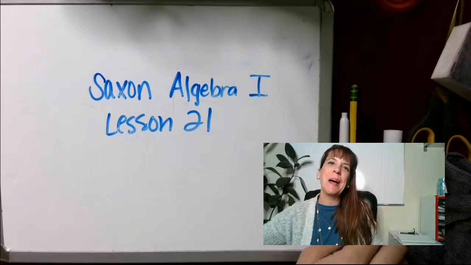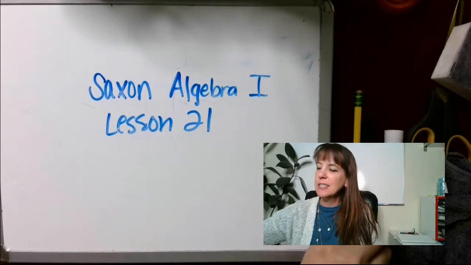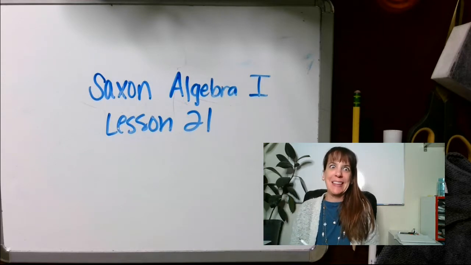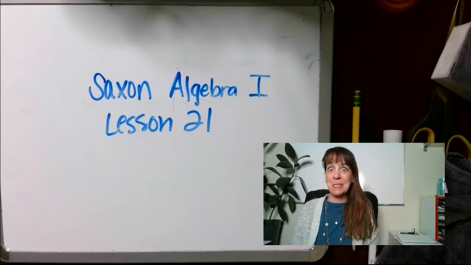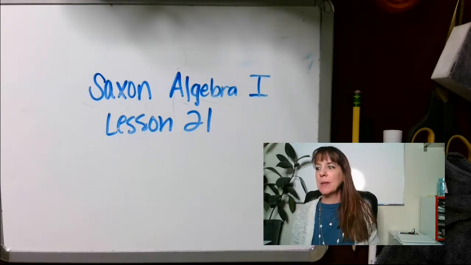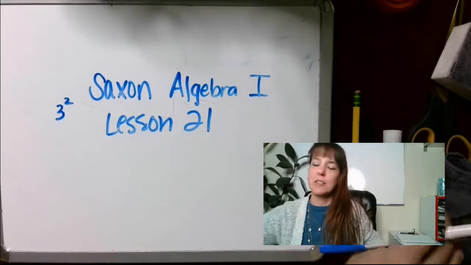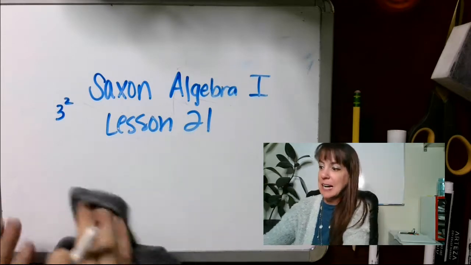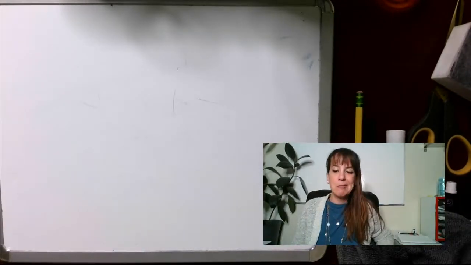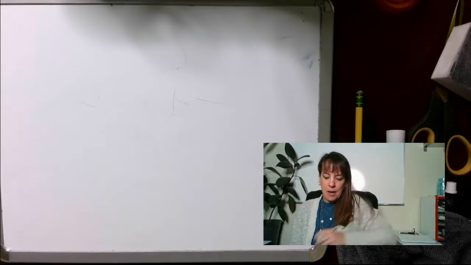Hi guys, welcome back. I'm excited to talk to you today about lesson 21 because we're going to talk about exponents. We've been talking about exponents like this: 3 squared, right? 3 times 3, which is 9. But now we're going to introduce those with variables, and it's a pretty easy rule to understand.